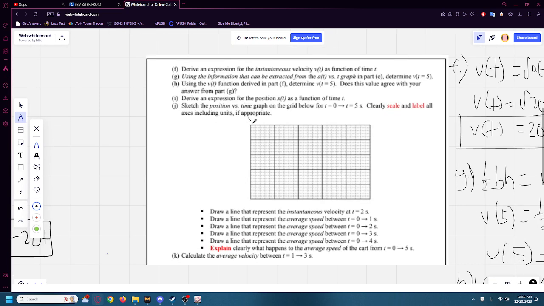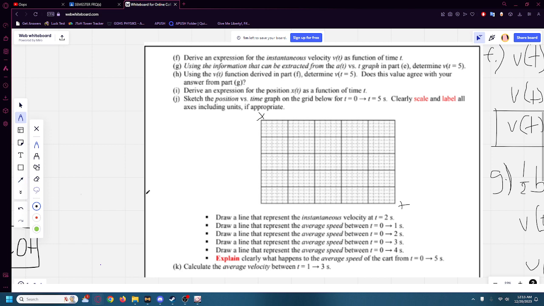So we're setting up a position versus time graph, so this is x, this is t. So let's say this is 180, 144, 108, 72, 36, 0. This is 0, 1, 2, 3, 4, 5.